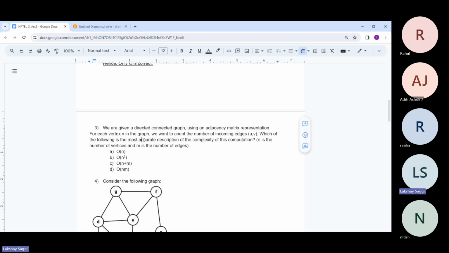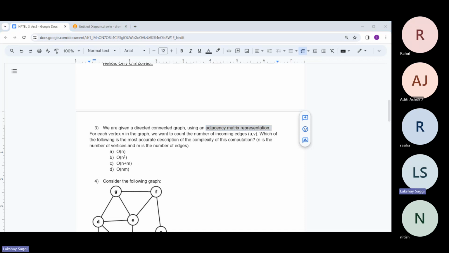Which of the following is the most accurate description of the complexity of this computation? We are assuming n is the number of vertices and m is the number of edges, and we want to count the number of incoming edges for every vertex v in the graph. So what would be the complexity for computing this? Note that we are given adjacency matrix representation.